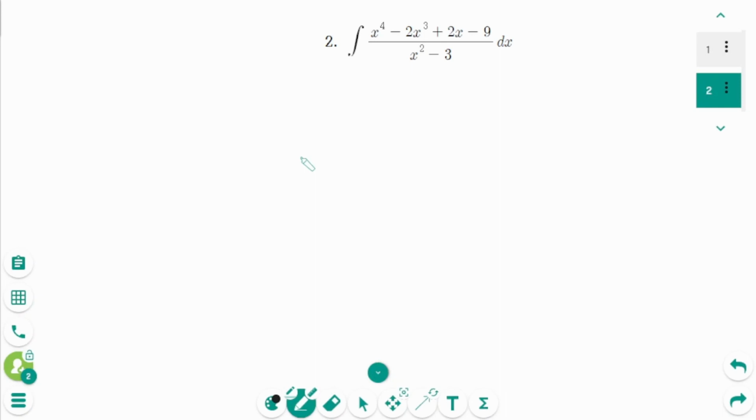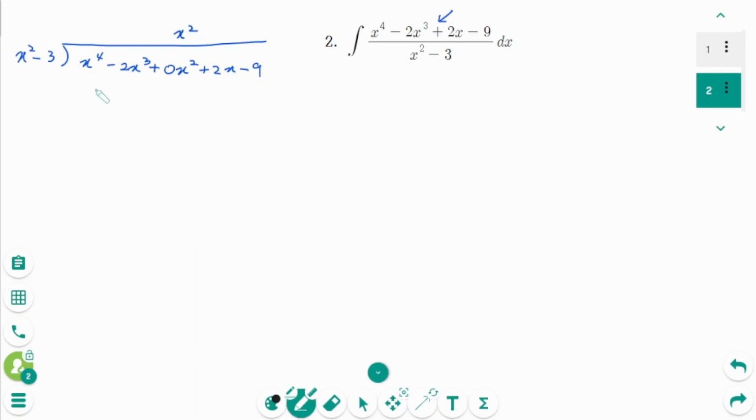Number 2, synthetic division cannot be used here because the divisor is quadratic. Only long division can be used. Divide x to the power of 4 minus 2x cubed plus 0 times x squared plus 2x minus 9 by x squared minus 3. Here, please remember, we use a 0 coefficient for any missing terms.